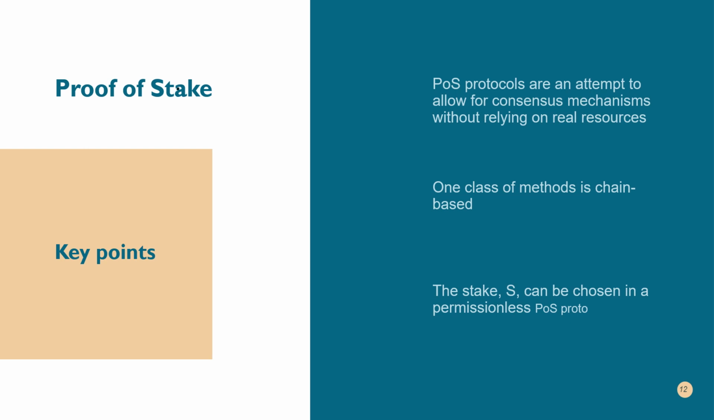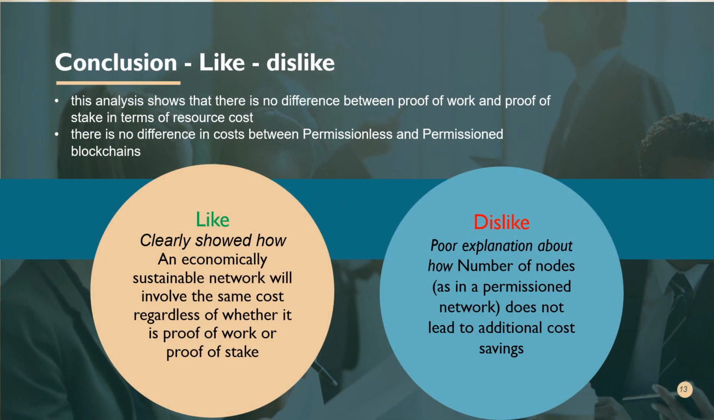Third, the stake S can be chosen in a permissioned or permissionless POS protocol, which means that potentially, like C, it is a design decision. And as in my last slide, where I'm going to talk about the conclusion, this analysis shows that there is no difference between proof of work and proof of stake in terms of resource cost. Further, when the block reward is endogenous, there is no difference in cost between permissionless and permissioned blockchain.